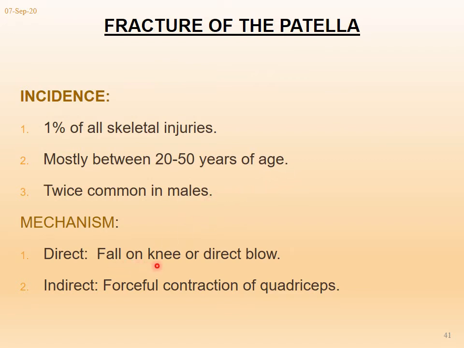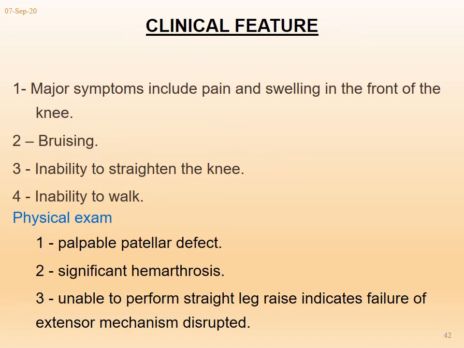Mechanism of injury is a direct blow on the knee joint or an indirect forceful contraction of the quadriceps muscle. The quadriceps is a very strong muscle. When it contracts forcefully, it fractures the patella into pieces, two pieces, or maybe an avulsion fracture.